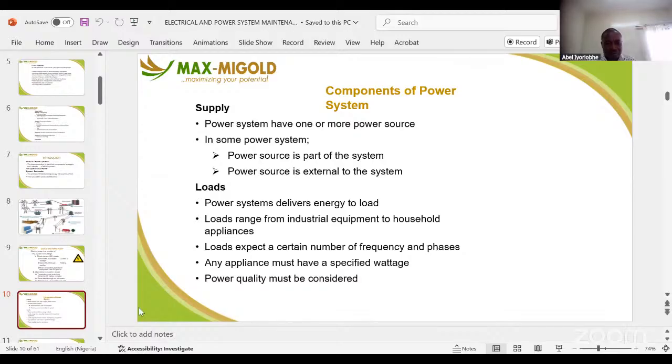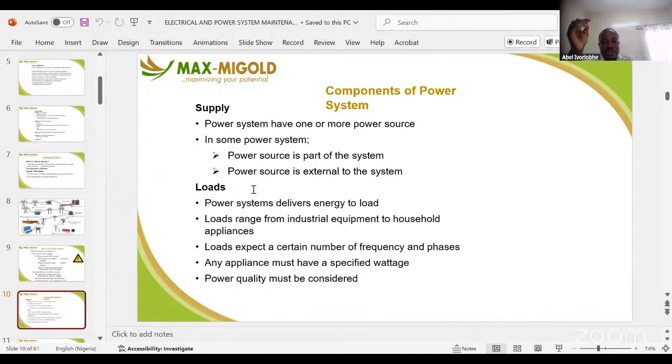So we have loads. What are loads? Loads are anything that draws current, that requires current to be driven. They are called loads. So a power system delivers energy to load. Like your computer is a load to your generator. Your AC is a load to your generator. Your fridge, your washing machine, they are loads to your power system. Load ranges from industrial equipment to household appliances.